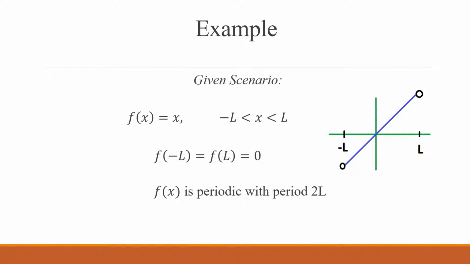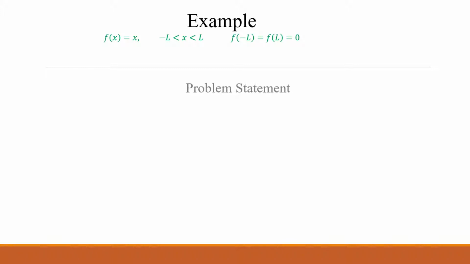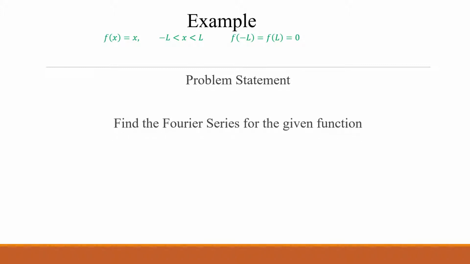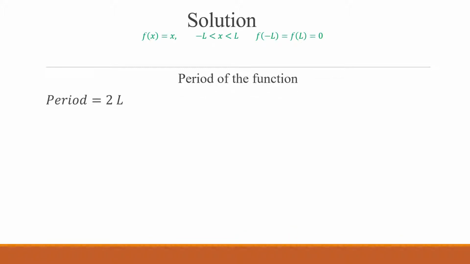We also know that this is the given statement in the problem, that the function is periodic with the period 2L. The task in this problem is to write the Fourier series of the function. The first step in the solution is to determine the period of the function. The period of this function is 2L.